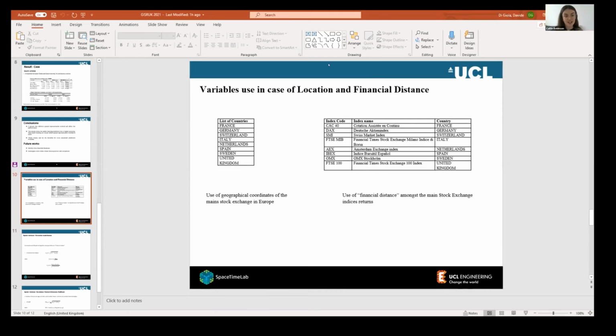I think your answer there might partially answer the next question, which is from Nick, asking what is driving the spatial structure in the data?